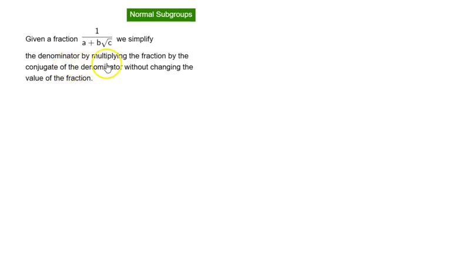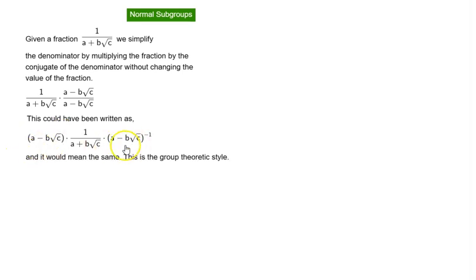we simplify the denominator by multiplying the fraction by the conjugate of the denominator, which doesn't change the value of the fraction itself. What do I mean by that? We do something like this. 1 divided by a plus b root c times a minus b root c divided by a minus b root c. So here, the value of this is not changing because this is as good as multiplying it by 1. This could have been written in this form, and it would mean the same thing.